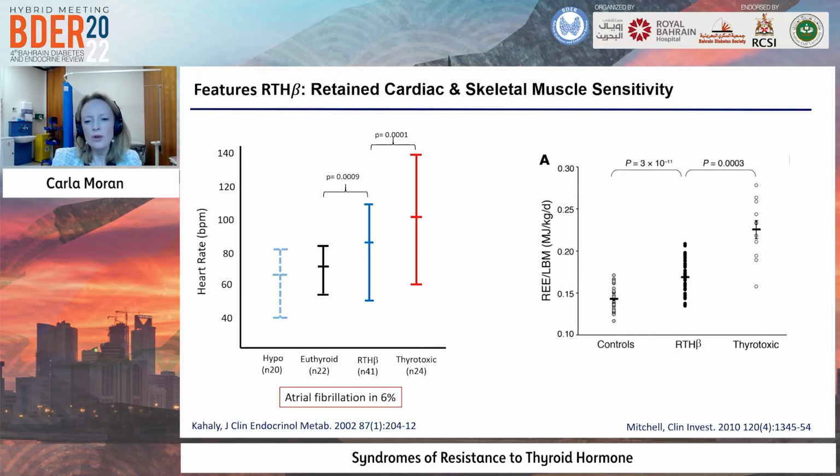We know that thyroid hormone has a key role in controlling our basal metabolic rate, also termed resting energy expenditure. And patients with thyrotoxicosis have a raised resting energy expenditure. Patients with RTH beta also have a raised resting energy expenditure, and it's in between that which we see in controls and thyrotoxicosis. And again, perhaps this is not surprising because our basal metabolic rate reflects the energy expended by our skeletal muscle and heart and liver. And so these patients would have relative thyrotoxicosis in the heart and skeletal muscle, but resistance in the liver.